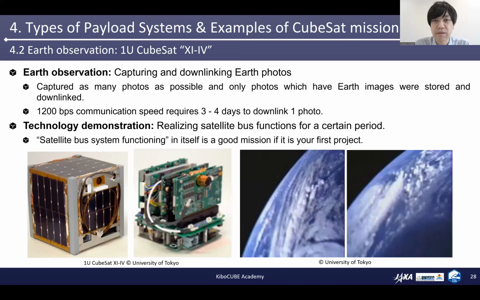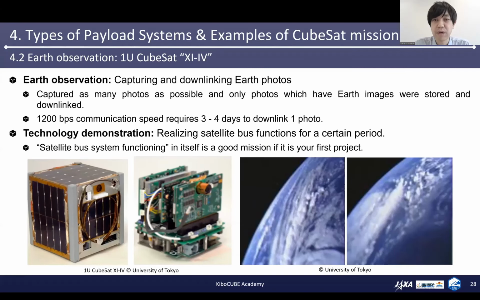This is 1U CubeSat Sci4. It was implemented with an Earth observation camera and 1200 bit per second communication system to capture and downlink Earth photos. The satellite captures as many photos as possible, and only photos which have Earth image were stored and downlinked. 1200 bit per second communication speed requires 3 to 4 days to downlink per photo.